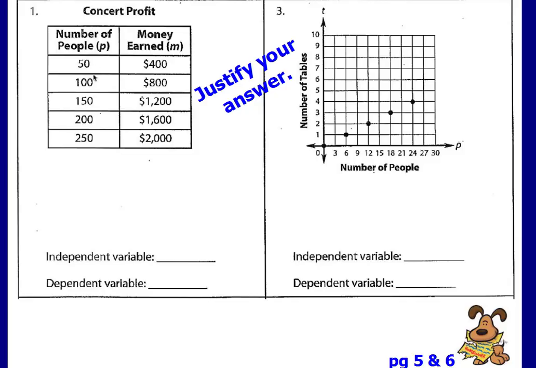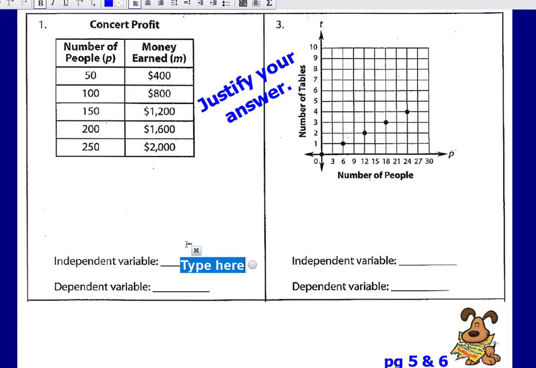Okay, so the independent variable, we have the number of people, the money earned. Okay, this is for a concert profit. So to know how much profit you're going to make, you have to know the number of people that are going to attend your concert, right? So the independent variable is going to be P, the number of people, and then your dependent variable is going to be M, the money earned.